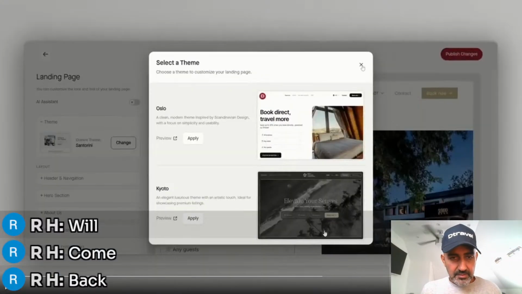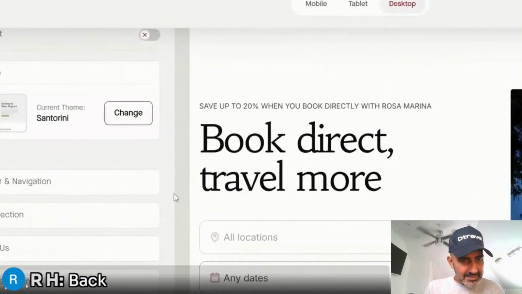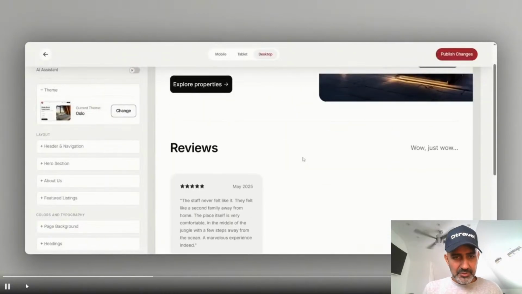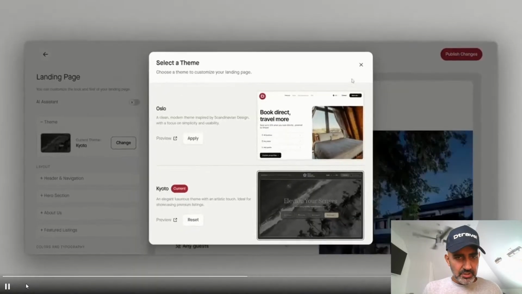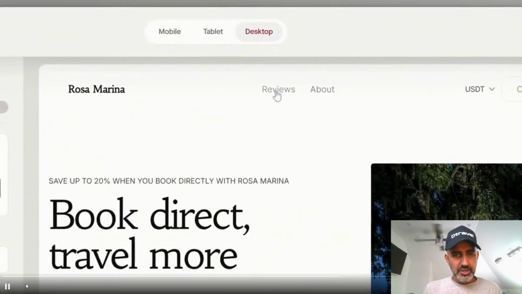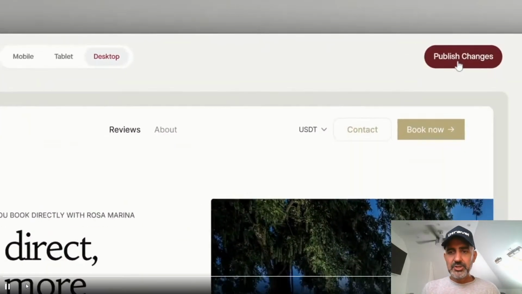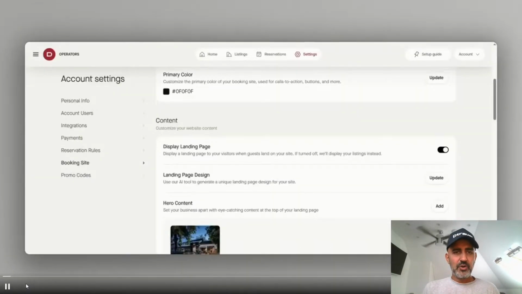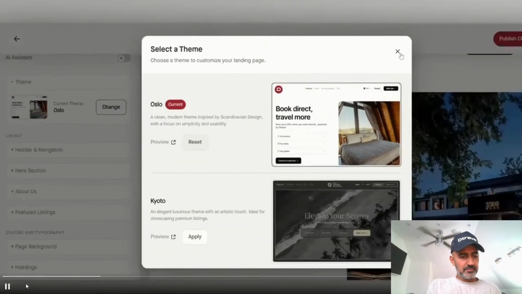Amazing. Look at this. And check this out. Update, change the theme, apply, bam. Now you have a new website, new theme, just like that. Amazing. Change, apply, there you go. You can change your themes. Reviews, look at that, reviews. That's imported. Publish changes. Amazing. How good is that? And you have your own website. You don't need to do any coding. You can just do it.